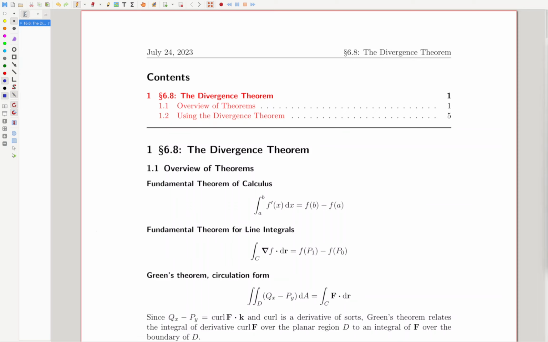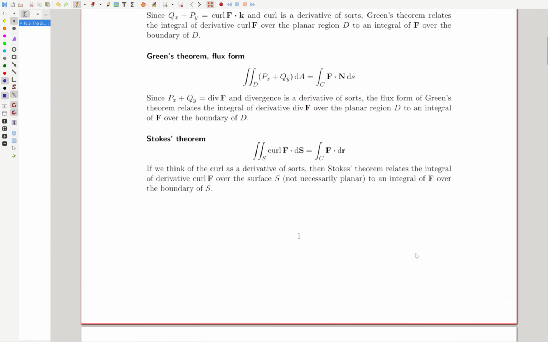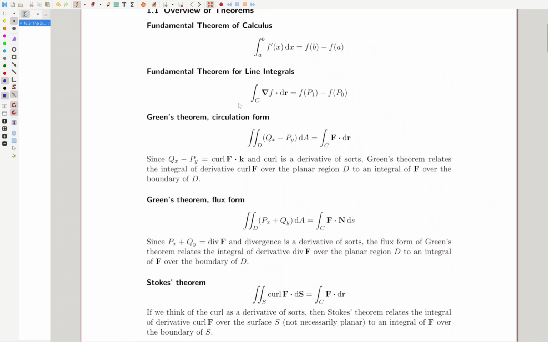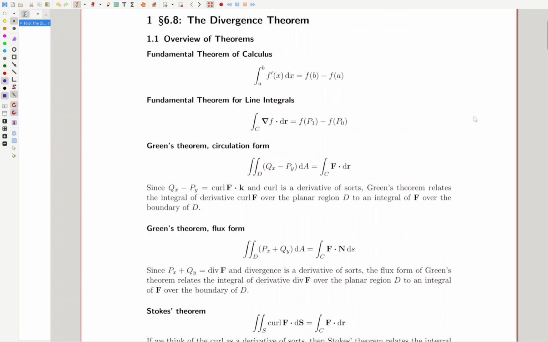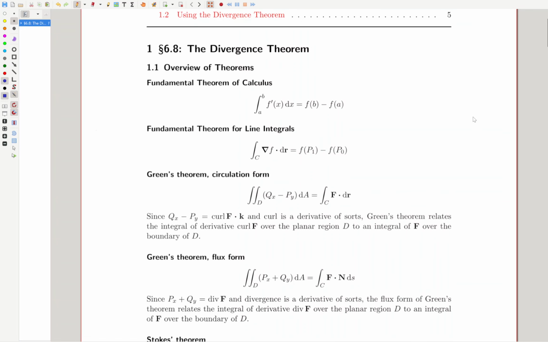So this is the last big theorem of vector calculus, which is the divergence theorem. Before we get to the divergence theorem itself, let's first take stock of all of the different integral results that we have seen. They are written on this first page, and you can go through them and check that, yes, we've talked about all of these.